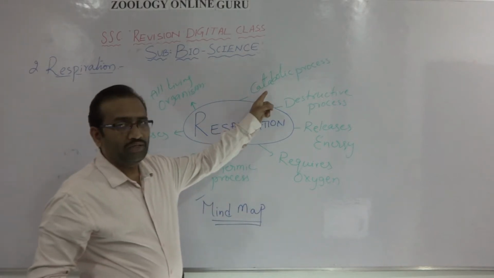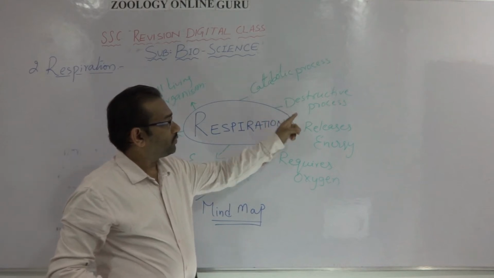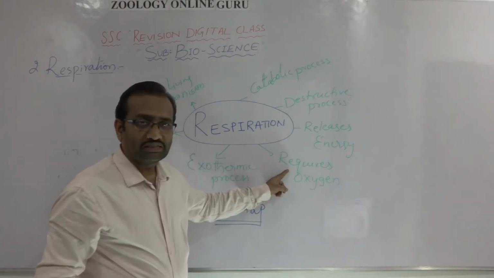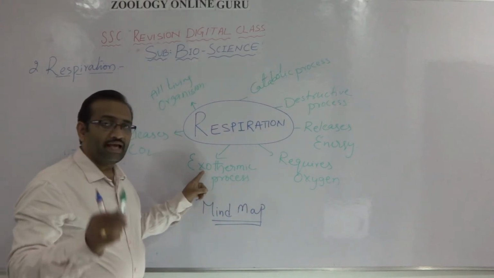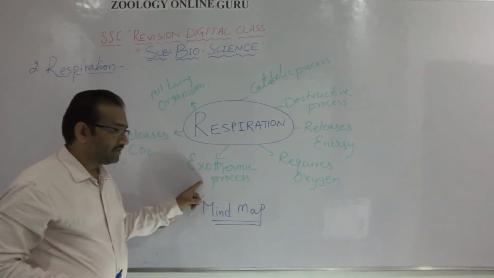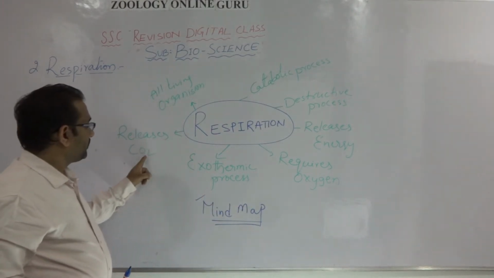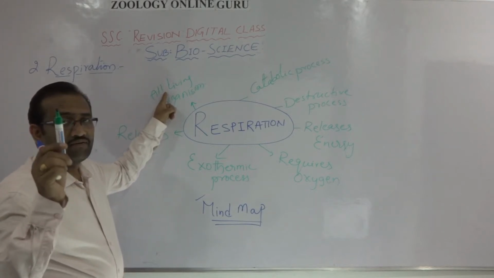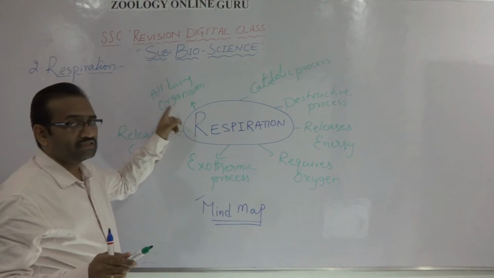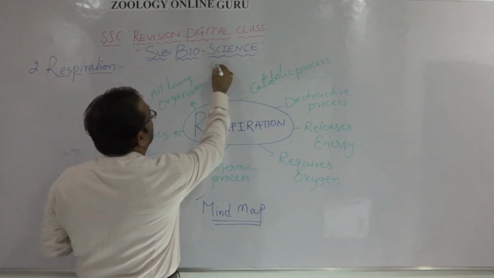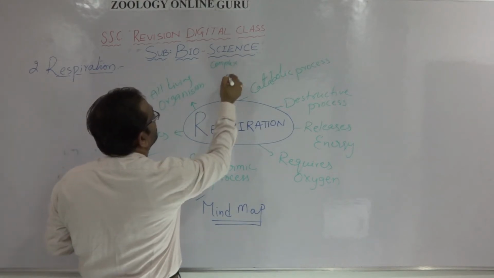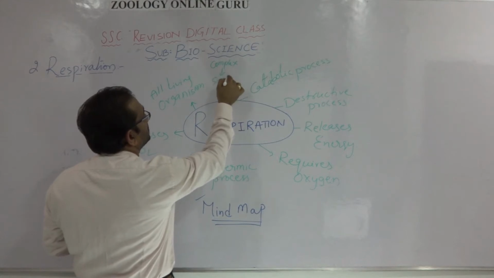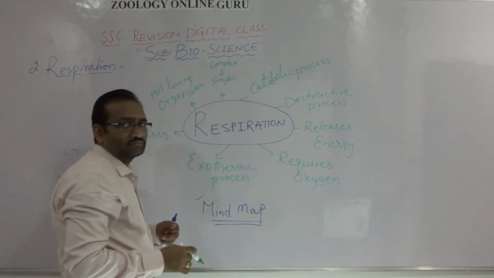Respiration is a catabolic process. It is a destructive process. It releases energy. It requires oxygen. It is an exothermic reaction or process. It releases carbon dioxide. It takes place in every living organism. Complex molecules are converted into simpler ones.